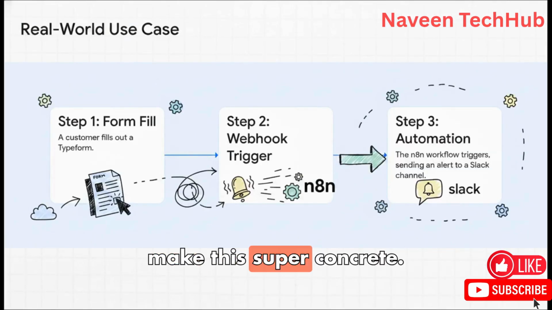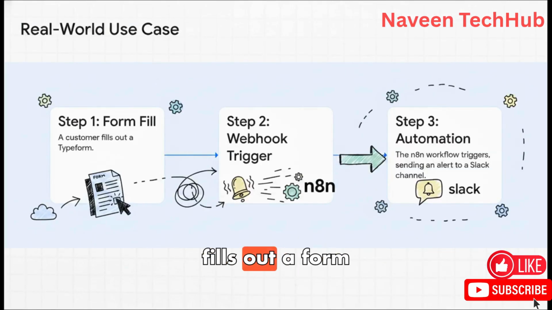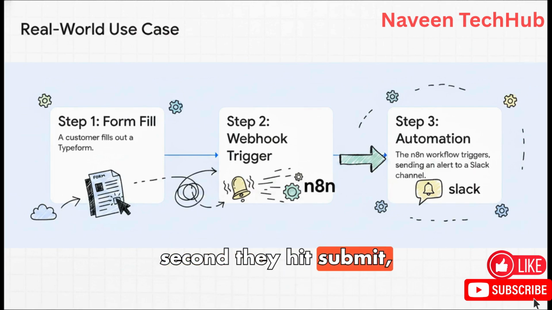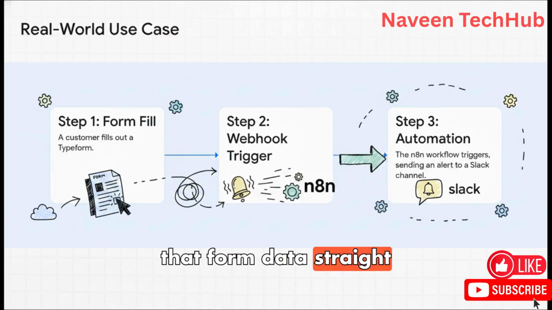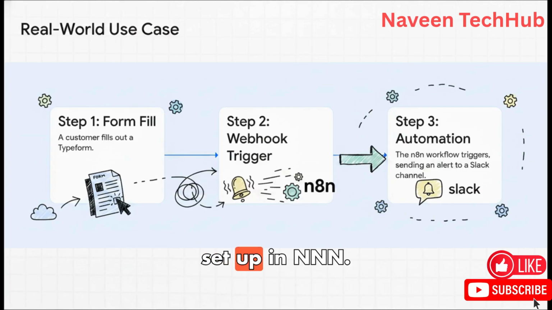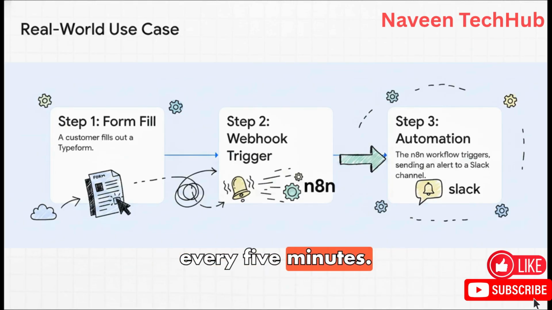Okay, let's make this super concrete. Here's a classic example. Imagine a customer fills out a form on your website, say a Typeform. The second they hit submit, Typeform instantly rings the doorbell. It sends all that form data straight to a special URL you've set up in n8n. And what does n8n do? It immediately wakes up, grabs the data, and fires off a workflow, maybe pinging your sales team on Slack. It's all automatic, it's real-time, and it is so much better than checking for new form entries every 5 minutes.